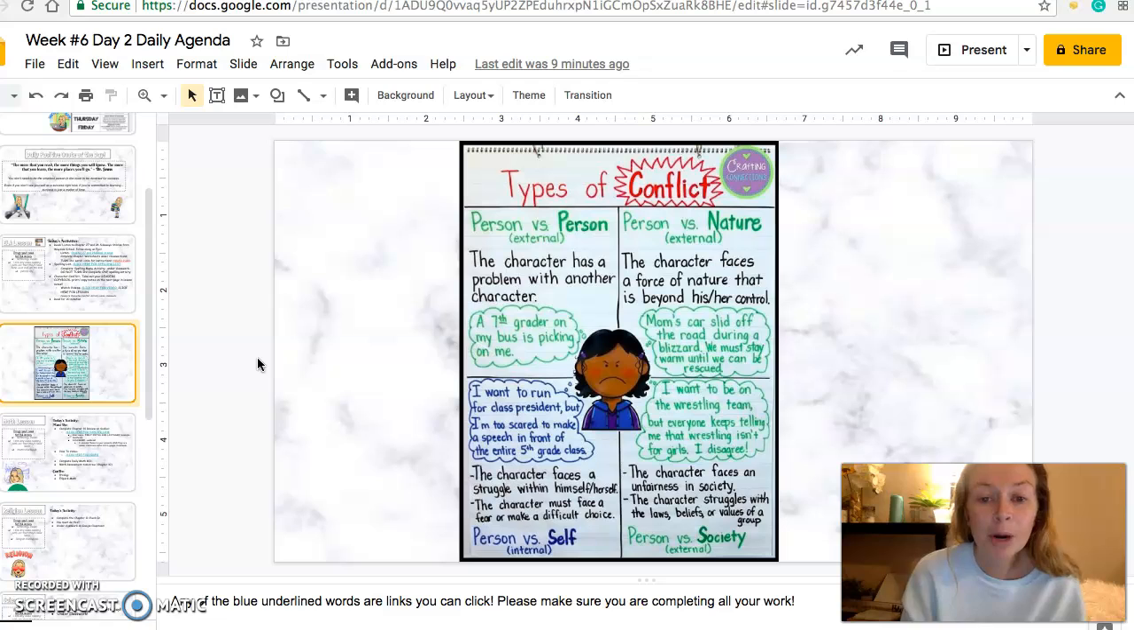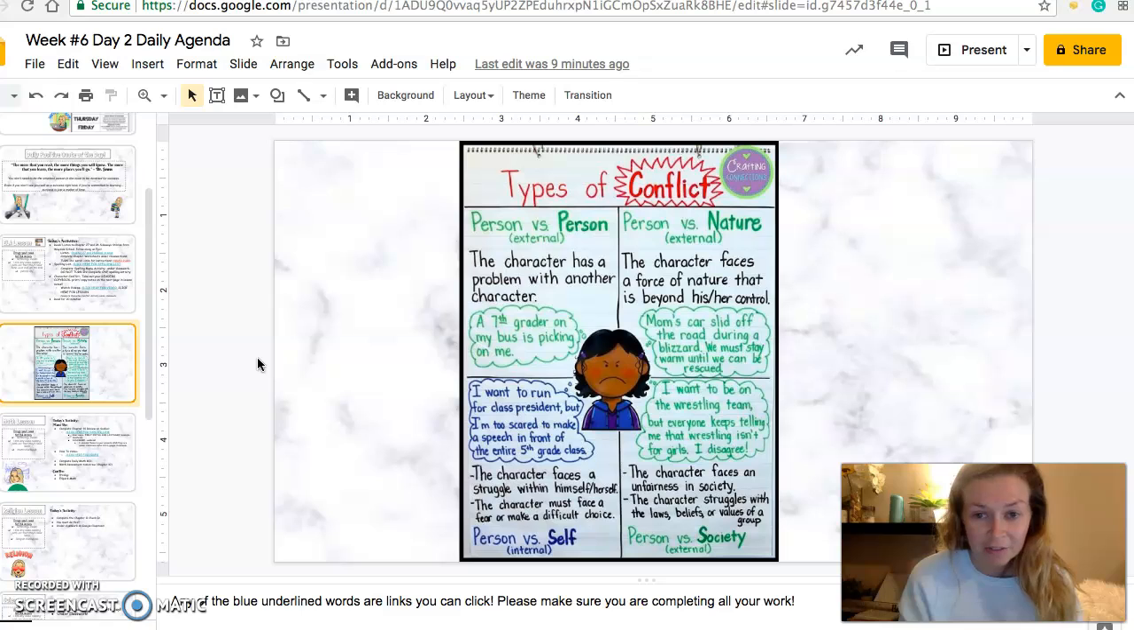So we have person versus person, which means that it's an external conflict, you're fighting with an outside force. So person versus person conflict is when the character has a problem with another character. For example, a 7th grader on my bus is picking on me. So you can see that 2 different people have conflicts. They're not getting along with each other.